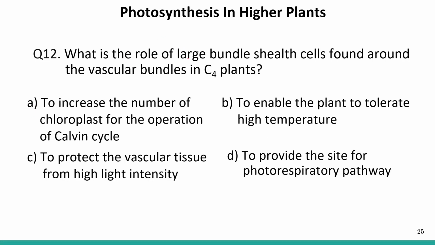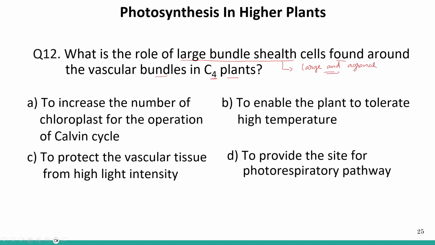The next question is, what is the role of large bundle sheath cells found around the vascular bundles in the C4 plants? Okay, so these bundle sheath cells contain large, agranal chloroplast.